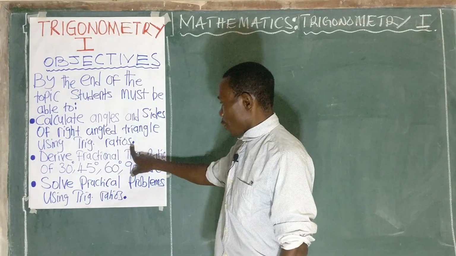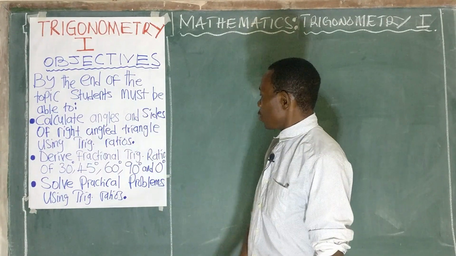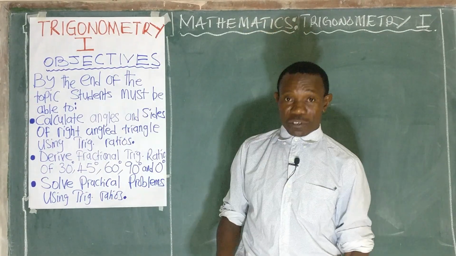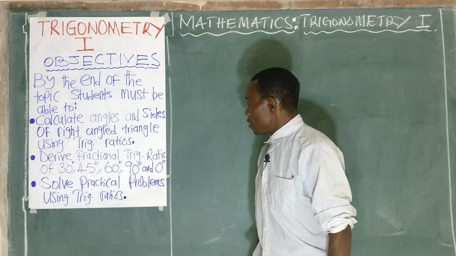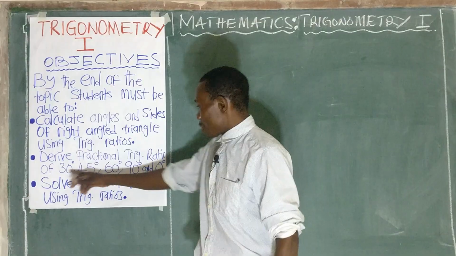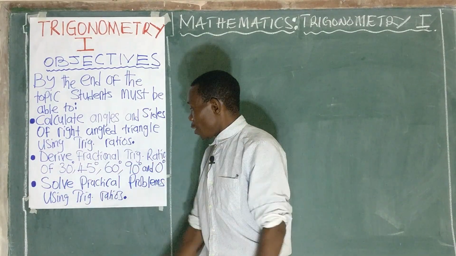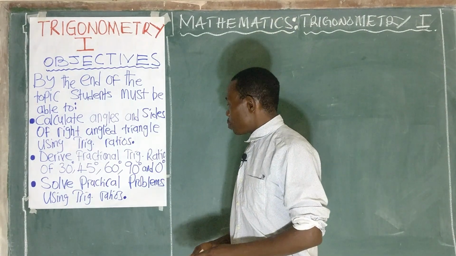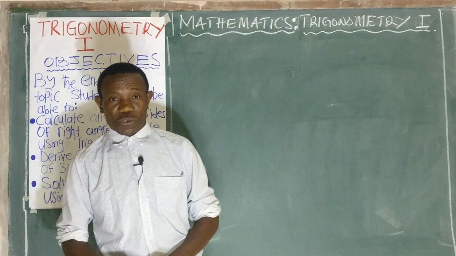using trigonometric ratios. And we are going to derive fractional trigonometric ratios of what we call special angles, of 30 degrees, 45 degrees, 60, 90, and 0 degrees. These are special angles which have their special trigonometric ratios. Then lastly, we will be able to work out practical problems using the trigonometric ratios.